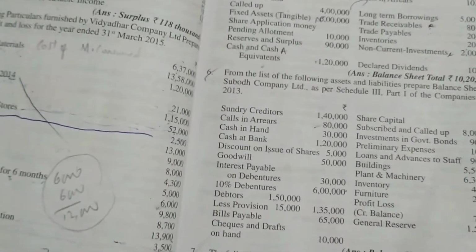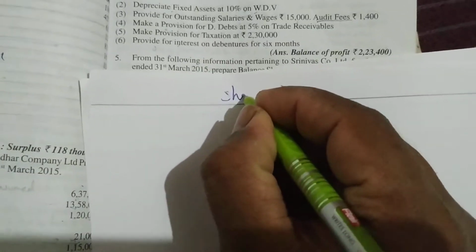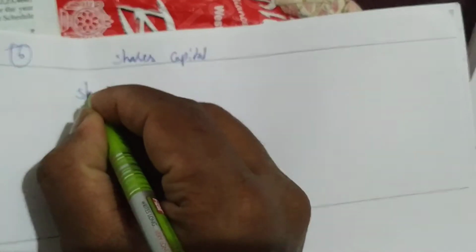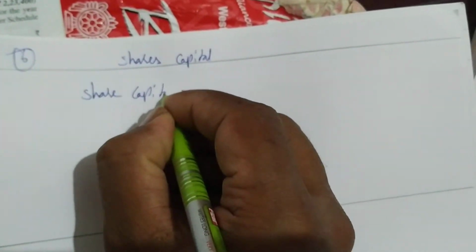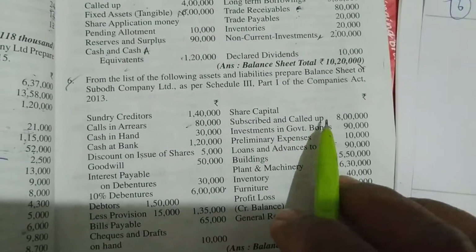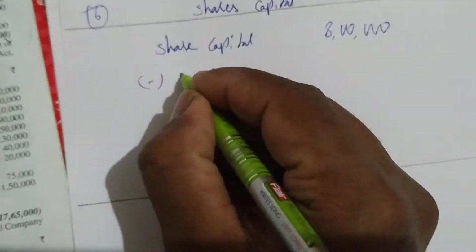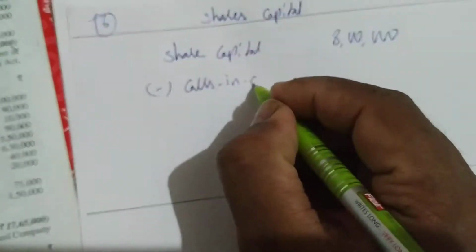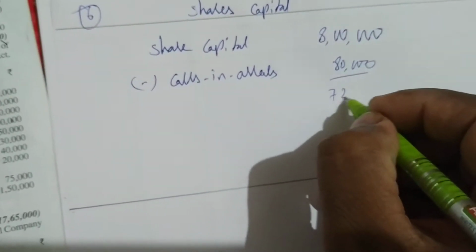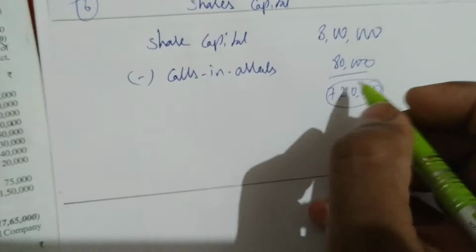Let me prepare the working note of reserves and surplus. Let me prepare share capital also. The working note of share capital I am preparing here, for question number 6. Your share capital is 8 lakhs. First let me explain the share capital: minus calls in arrears of 80,000, so in the outer column we can write 7,20,000. This you have to write under share capital.